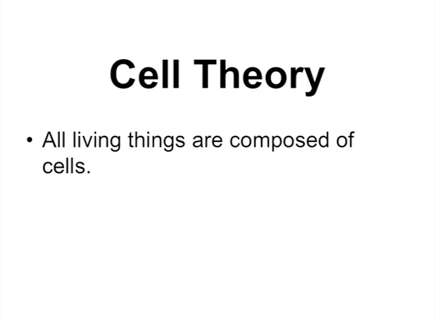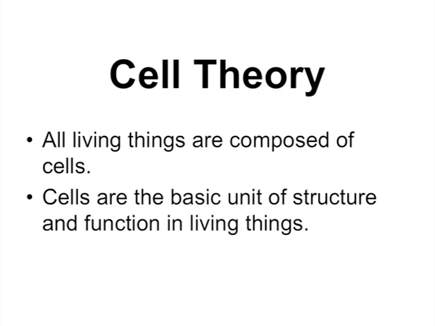Okay? So while we're on that, the second statement of the cell theory kind of plays right along with that. And that statement says that cells are the basic units. So by basic units, we mean they're kind of the smallest, simplest parts in living things, basic unit of structure and function in living things. So kind of what we're saying there is that cells are the smallest part of a living thing that can still look and act and do the things that living things have to be able to do.